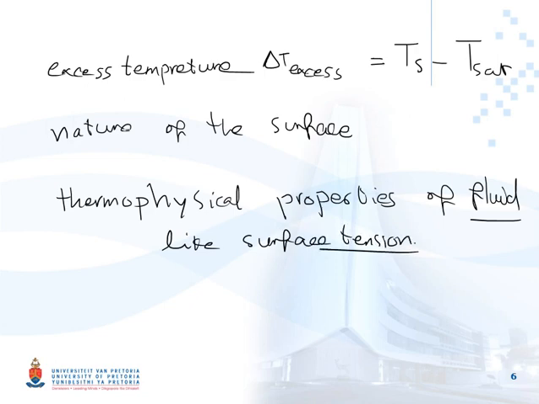But how can surface tension play a role? The surface tension decreases when temperature increases. Does that make sense? Yes. And it will become zero at the critical temperature. That is the reason why there are no bubbles during boiling at supercritical pressure and temperature.